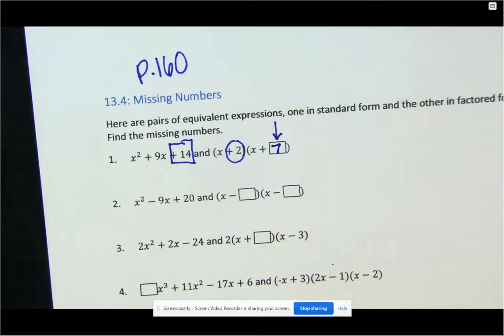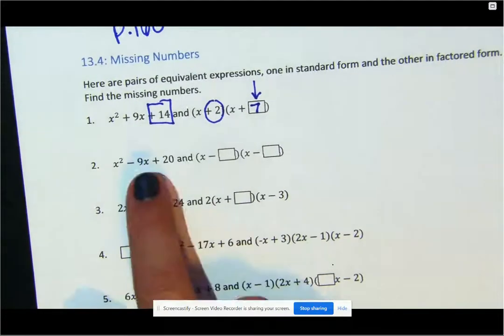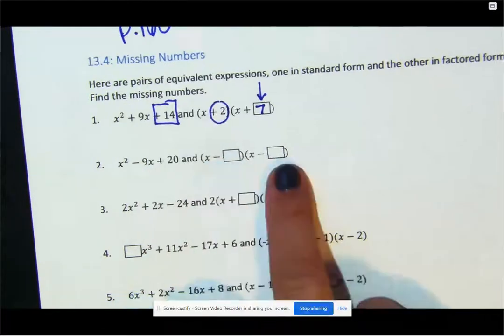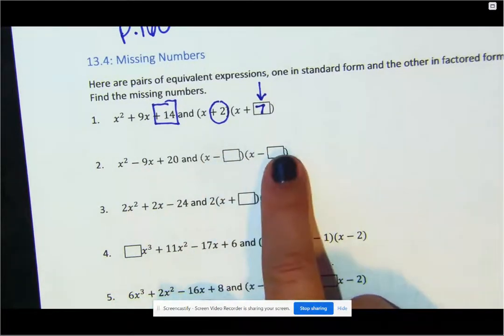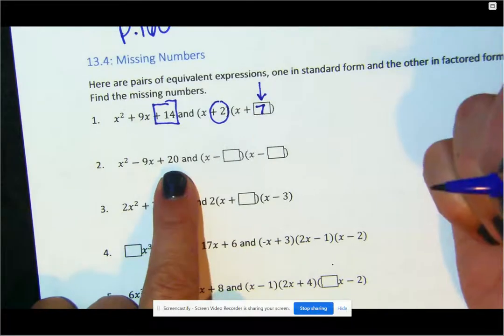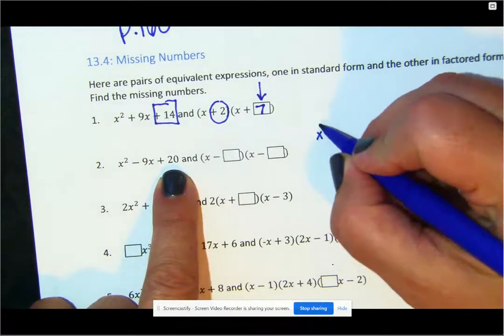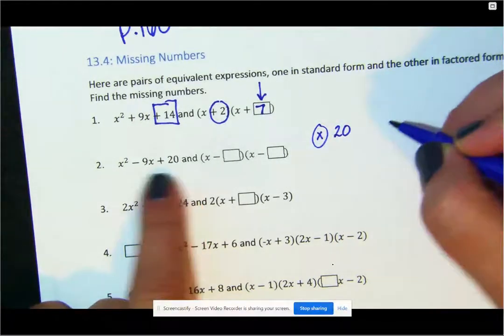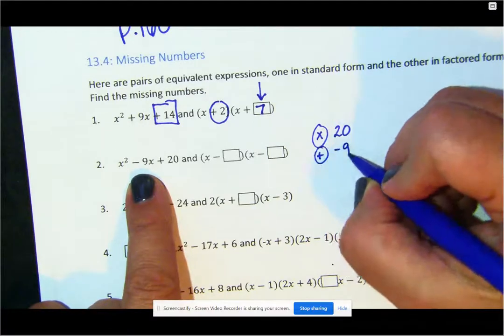Fairly straightforward. Now the second one, they get a little trickier. We've got a standard form polynomial and we've got factored form with both numbers missing. So this is where you try to find two numbers that satisfy two things. You need two numbers that multiply to the last, so two numbers that multiply to 20, but that add up to -9.